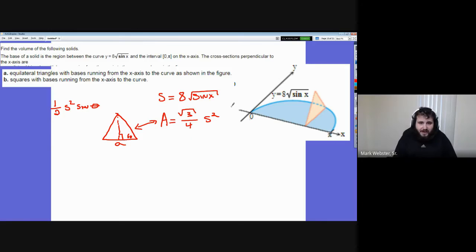But then we know what side is. Side is here, so radical 3 over 4 times 8 squared times radical sine squared. And then we can simplify 64 over 4 is 16. So this guy here, the area, 16 radical 3 sine, and that's what we're going to integrate. From where? From 0 to pi.